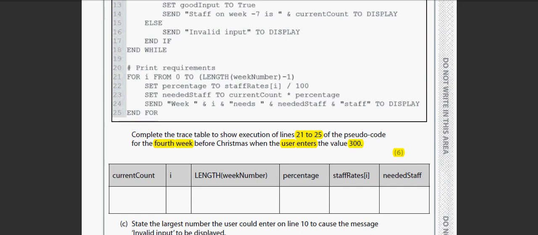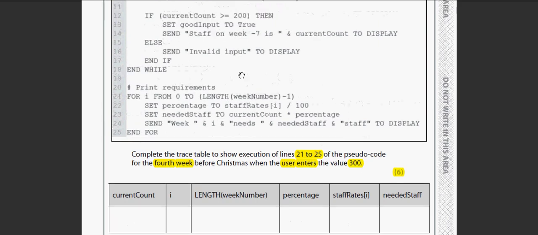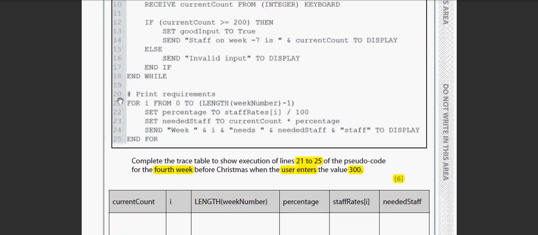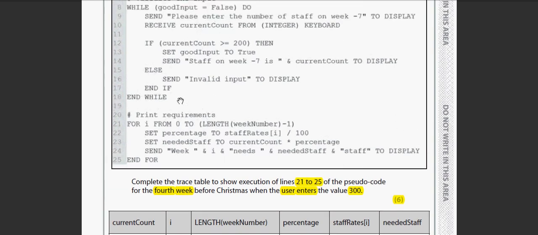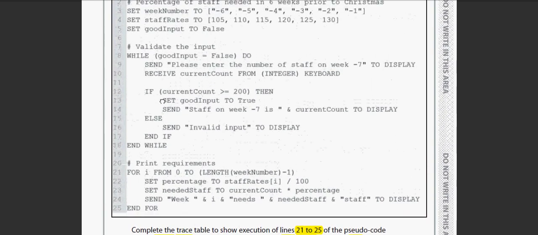So the information is given to us. When the user enters a value, it will be stored in a variable or an array, and we need to identify where that is. So we need to look back at our pseudocode. Although this trace table is for the for loop, there is no user entry in here, so we do need to look back and see when there is user entry. And it's here on line 10: receive current count from integer keyboard, in response to the question, please enter the number of stuff.